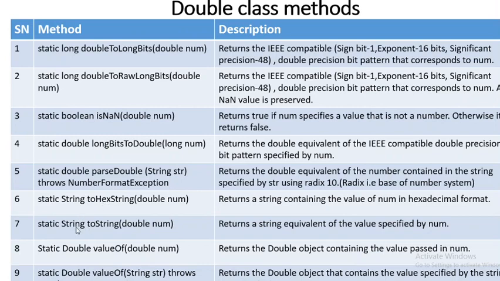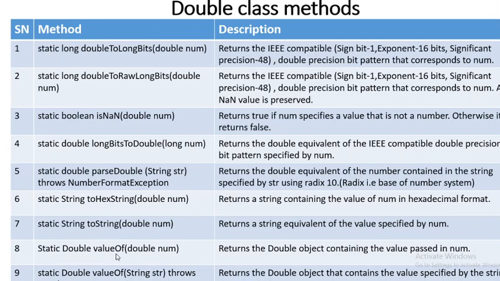Next, string return value, toString in bracket double num. Whatever the double number you are giving here as an argument, this double number value will get converted into string.